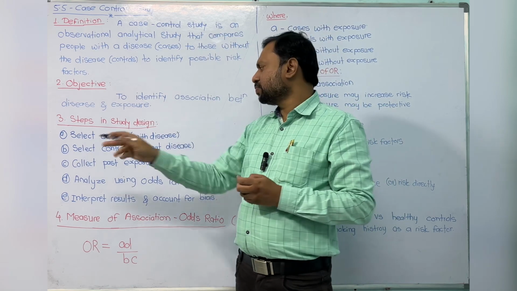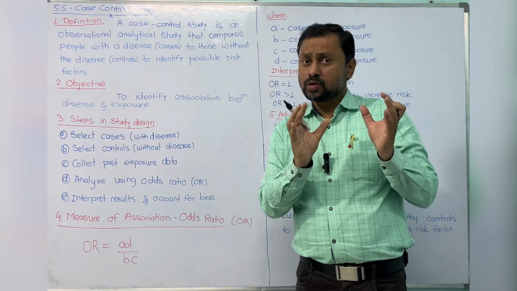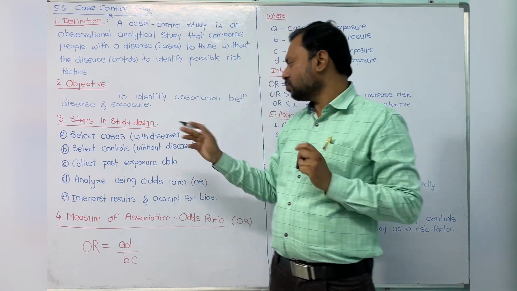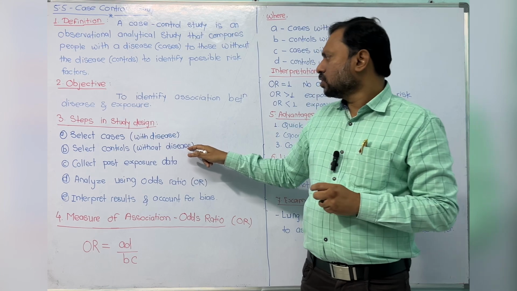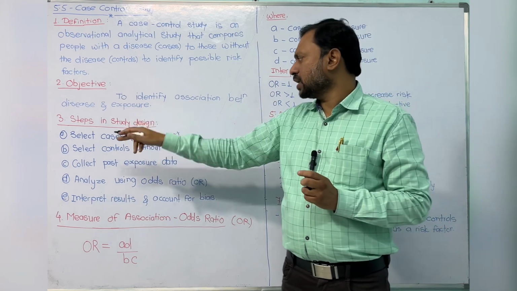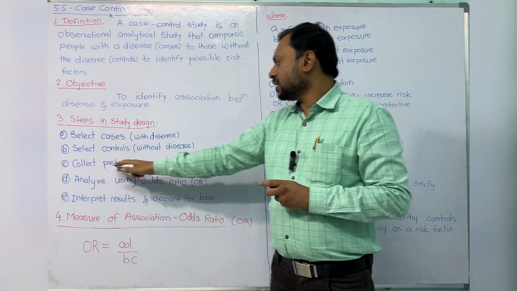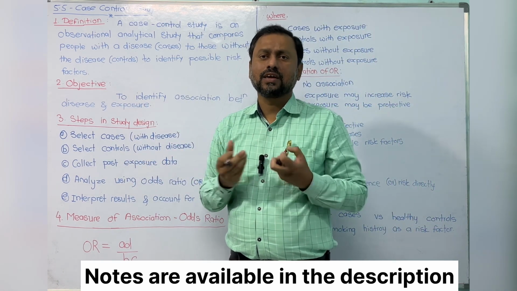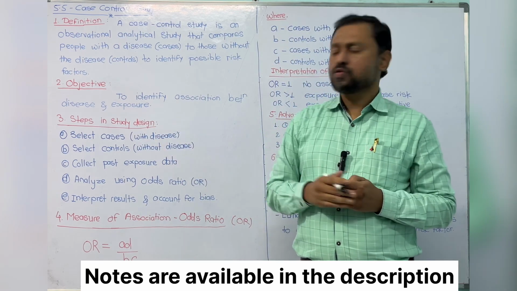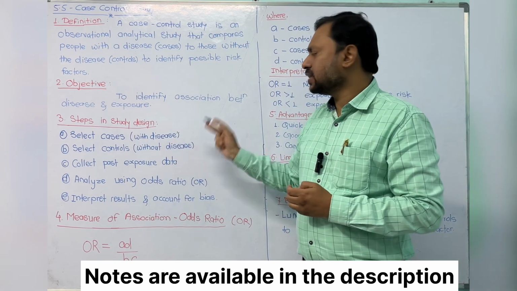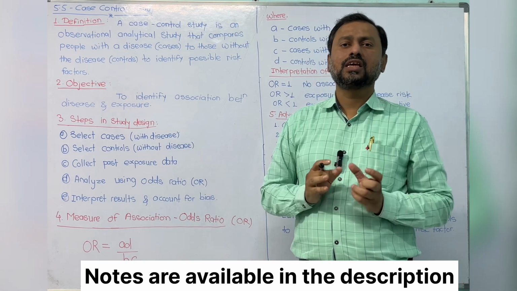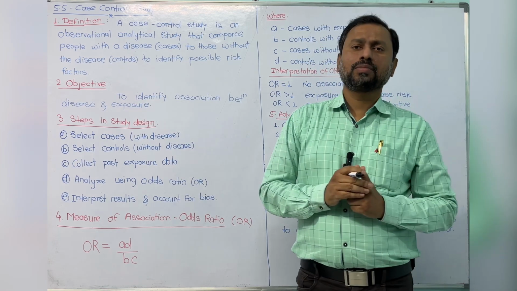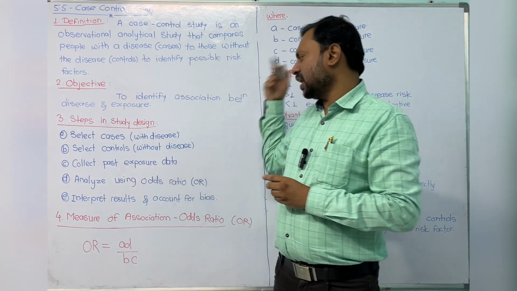In the second group, select the control group. They should be similar in age, sex, area, place, location, everything, but those people should not have the disease. These are the two groups we are comparing. Third is to collect past exposure data. We gather information from these two groups: why the disease is in this group, why it is not in the other, what is the difference between these two groups. This is the third stage, collecting the past exposure.